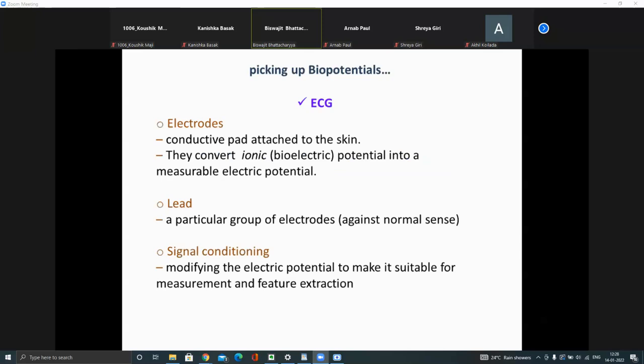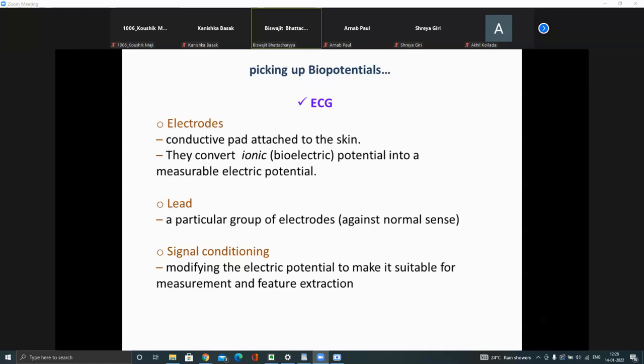Now to pick it up, there are some things required. They are called electrodes. An electrode is nothing but a conductive pad, a pad that can carry electricity. That pad is first attached to our skin in some appropriate position, and that pad converts the ionic or bioelectric potential into some measurable voltage.